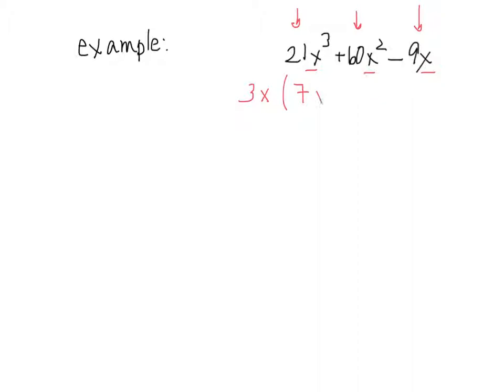That's going to leave us with 7x squared plus 20x minus 3. That looks a lot more doable. I can work with this trinomial a lot better than I can work with 21 times 9. So let's go through our steps. Step number 1, slide.